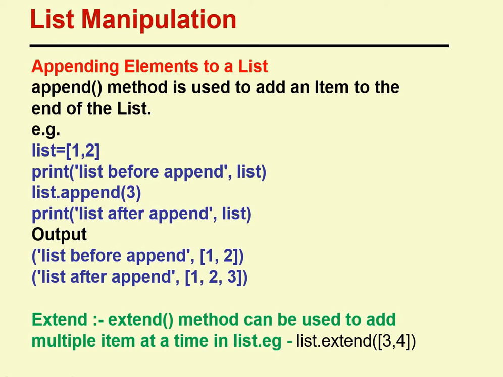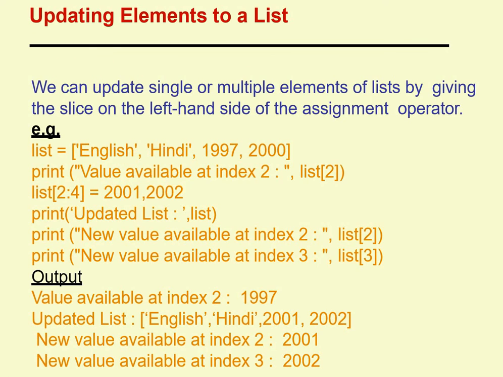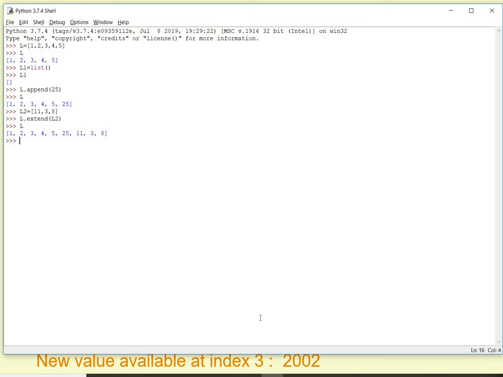So append will add a single element to the end of the list. Extend will add multiple items at the end of the list. Right? The next one, updating elements to a list. So what is L now? So this is L. Suppose I want to change the first element of the list into 20.